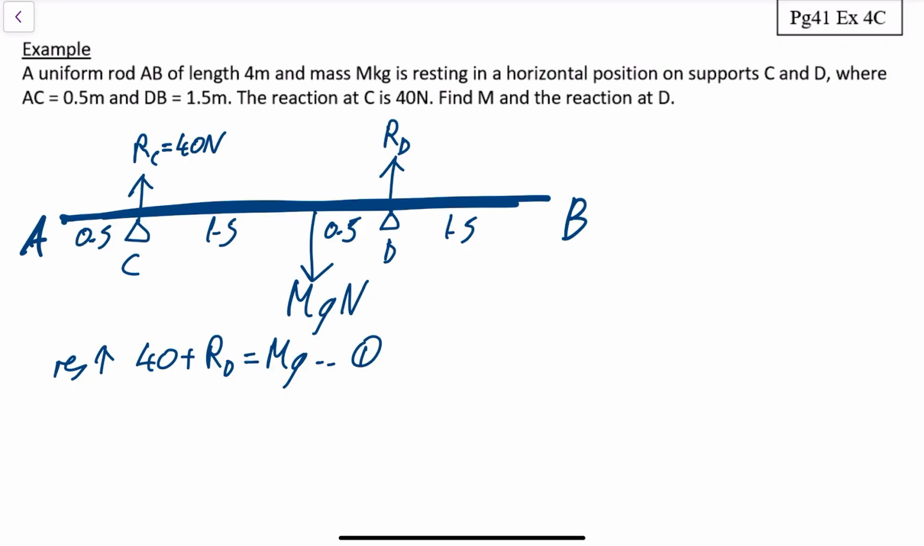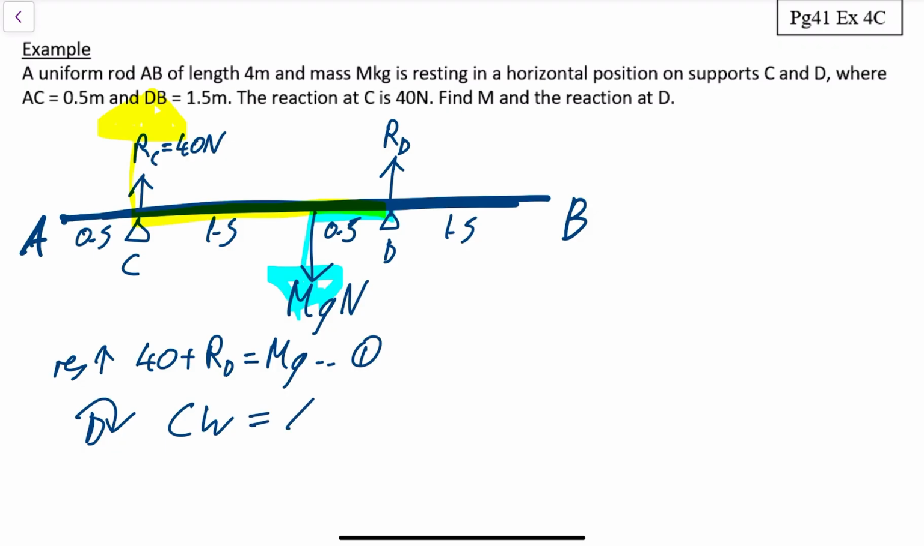And then what I would do here, I think I will take my moments about D would be the nicest thing. So I'm going to take moments about D. Now I probably should have started with this. And again, sometimes you realize as you do a question, you haven't done it the most efficient way. I wouldn't bother scoring it out. I haven't really wasted an awful lot of time. But if I take moments about D, this force here would actually be going clockwise. So that's my clockwise one. And this force here would be going anti-clockwise. And again, because I'm taking moments about D, I can forget about the reaction at D.